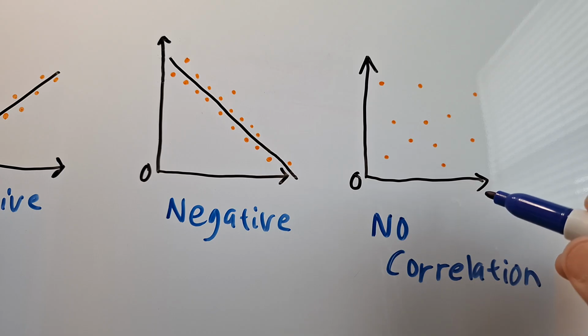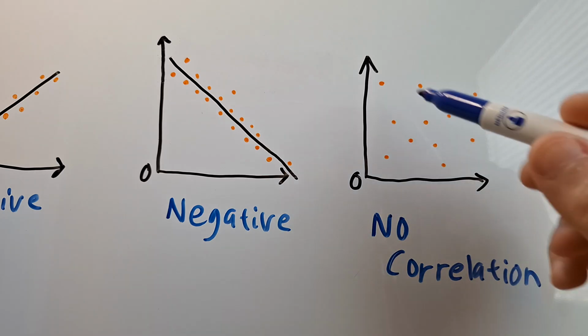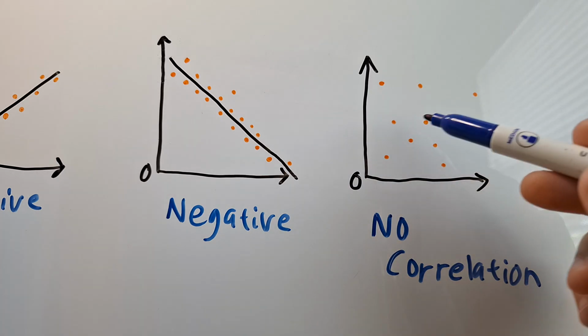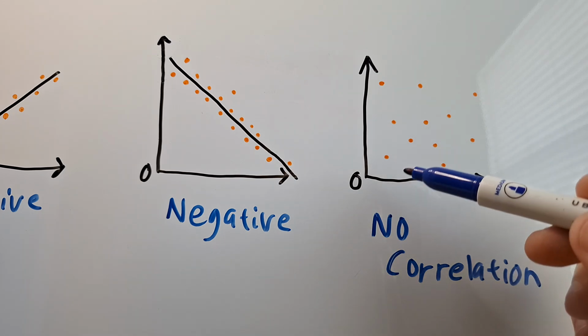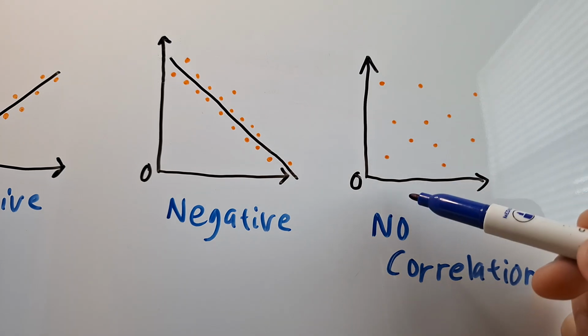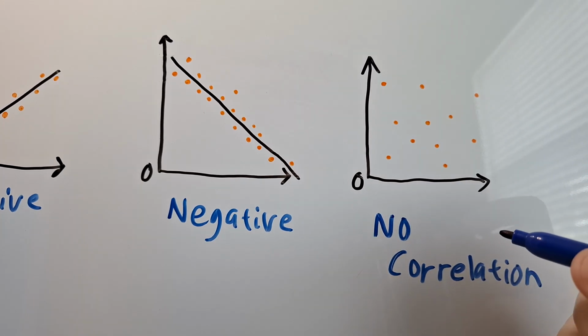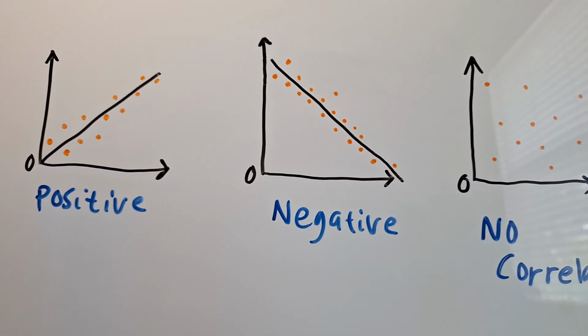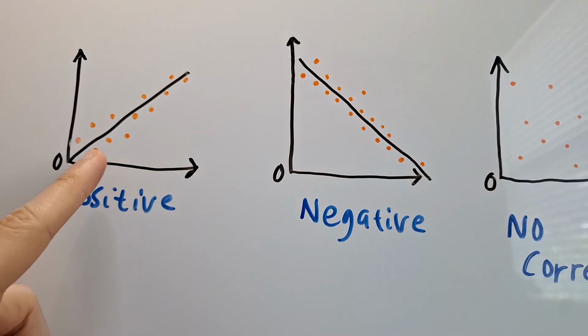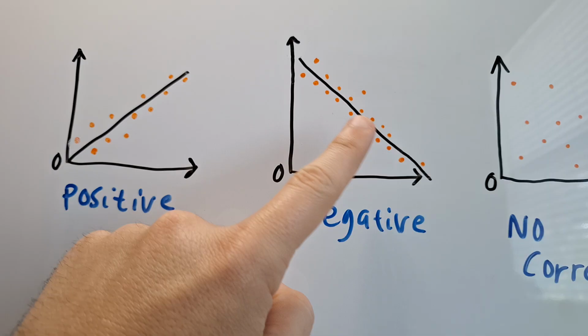In no correlation, data sets are not related. It's just a smorgasbord of dots that have no trend. And I will say this too, a trend line on a scatter plot shows a correlation more clearly. And that's what these lines are here. This one going up, this one going down.